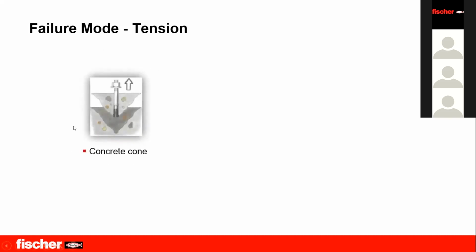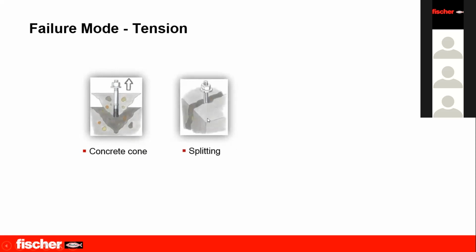One of the most common failure modes is the concrete cone failure. When the concrete has a tension load, it will break out in a cone shape. It will be extracted from the base material as a cone. So this is the first mode. The second mode is the splitting failure. Splitting failure happens when the concrete thickness is small or the anchorage depth is very long. So this is the second type of failure coming from the tension load.